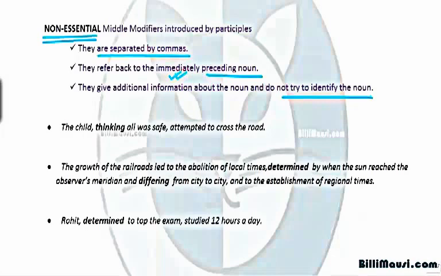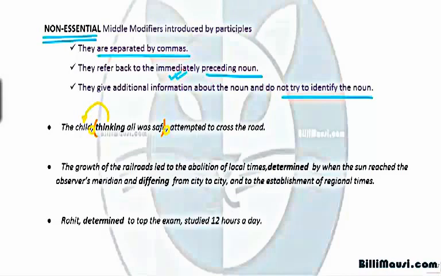Let's see a couple of examples. The child, thinking all was safe, attempted to cross the road. Thinking all was safe has been separated by a comma here and a comma here. So please note, two commas have been put separately. The child, comma, thinking all was safe, comma, attempted to cross the road. So thinking all was safe is modifying the child.